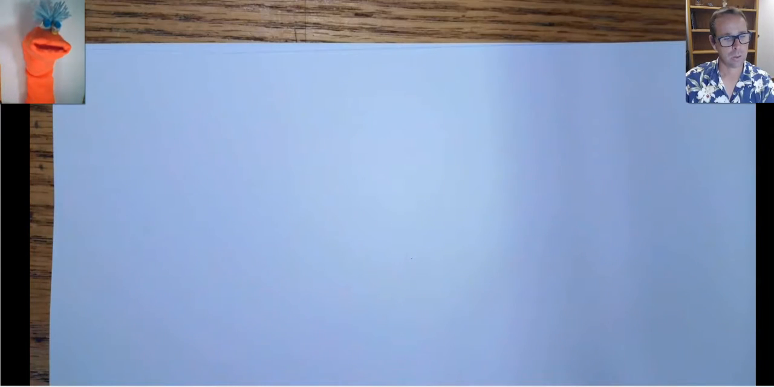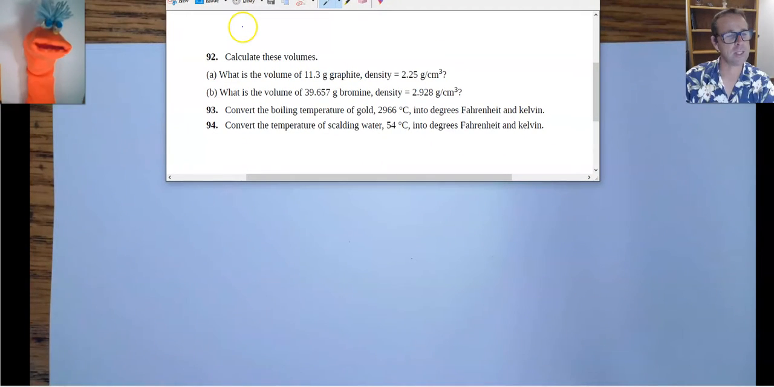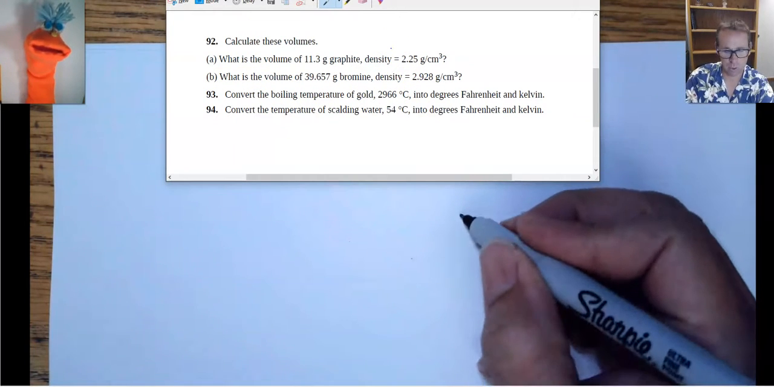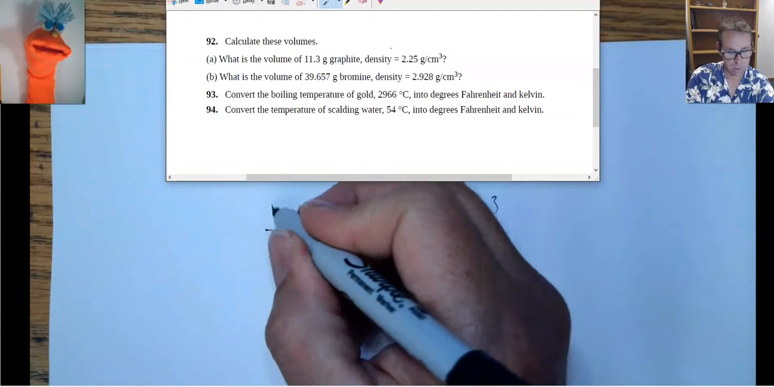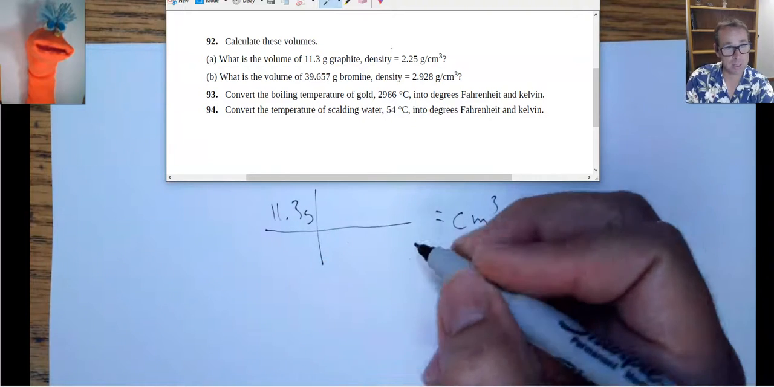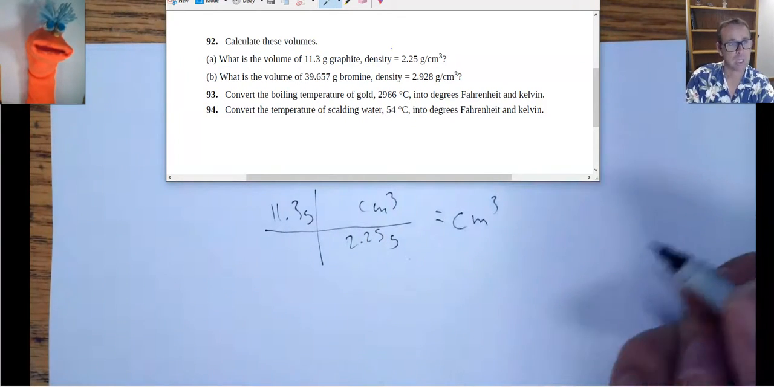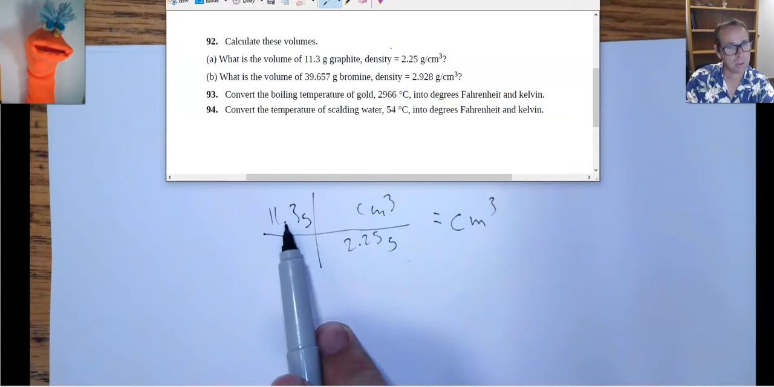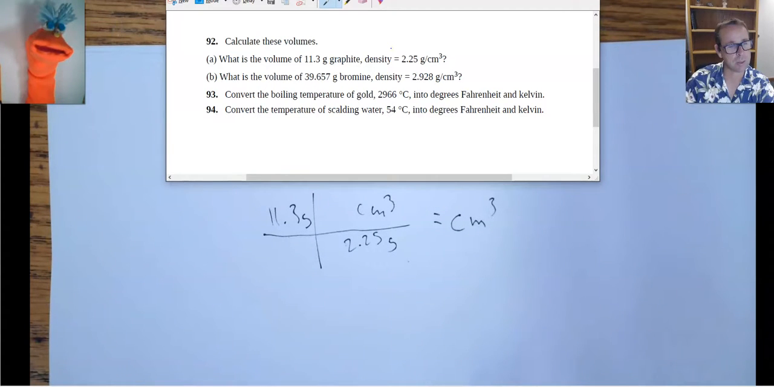Okay, where did my thing go? Oh, here it is. All right, so if I have these volumes and I have this density, same old, right? 92. Looking for volume, centimeters cubed, that's our volume. Starting with a mass, 11.3 grams. Use the density, 2.25 grams for every centimeter cubed. All right, volume for bromine, same thing. Put the volume of bromine here. It's grams per cubic centimeter, and then you'll be able to solve for cubic centimeters.